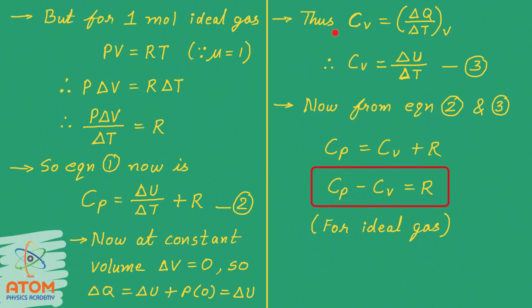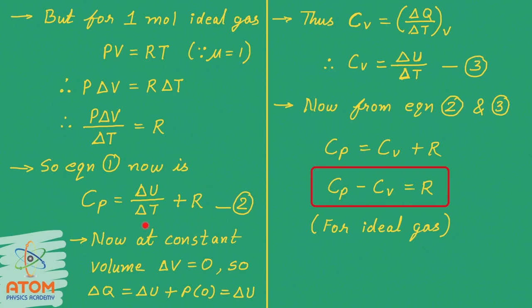Now we can write the equation of Cv, that is the molar specific heat capacity at constant volume. It can be written as delta Q upon delta T. Here is V, this V shows constant volume. But because delta Q is delta U now, we can write Cv is equal to delta U upon delta T. This is equation 3.